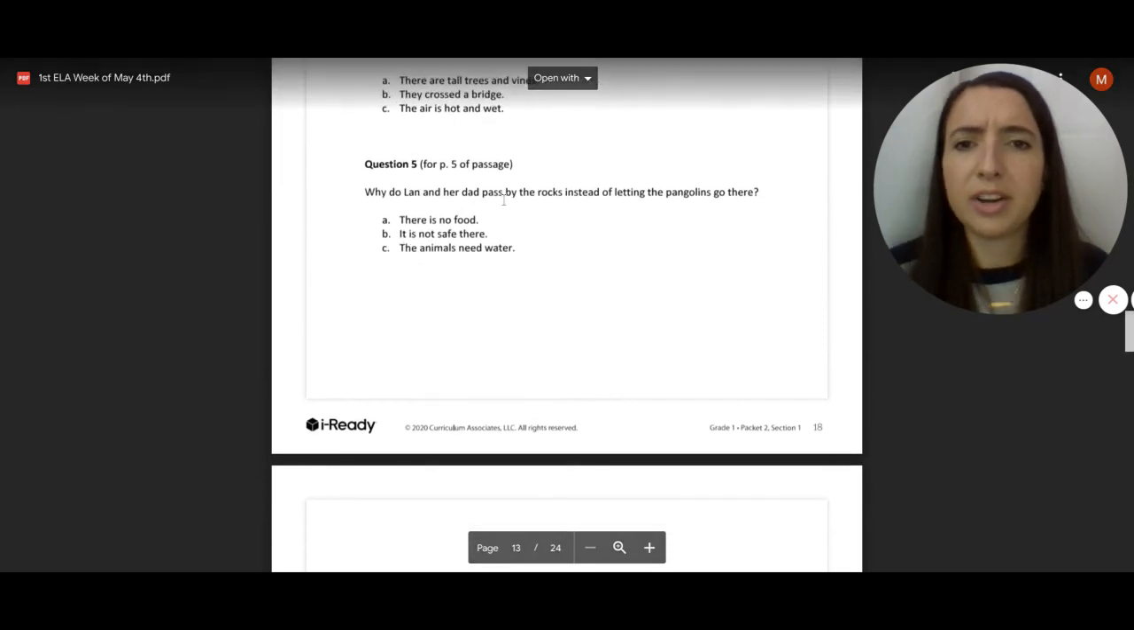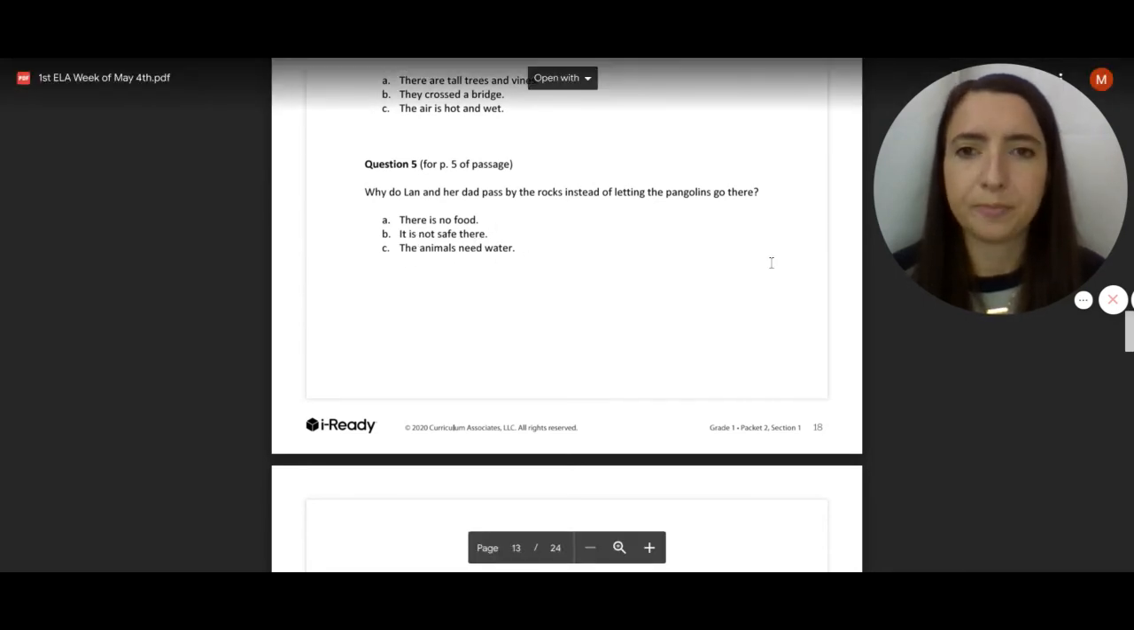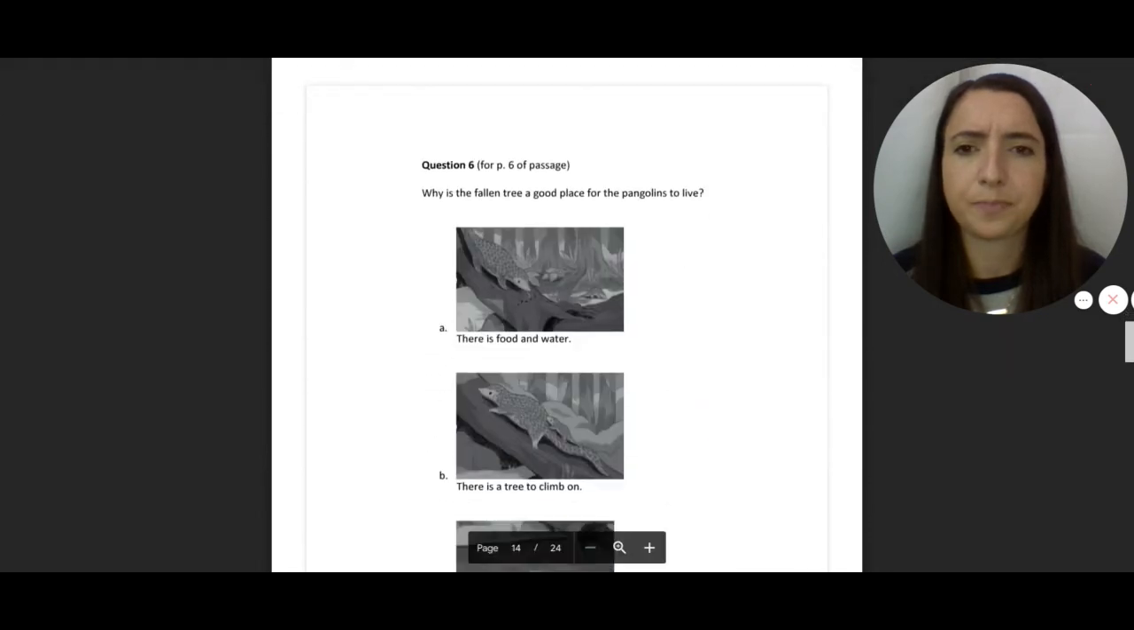So why couldn't they let them out at the rocks? What was the problem? So why do Lan and her dad pass by the rocks instead of letting the pangolins go there? There is no food. It is not safe there, or the animals need water. Why didn't they let them out at the rocks?